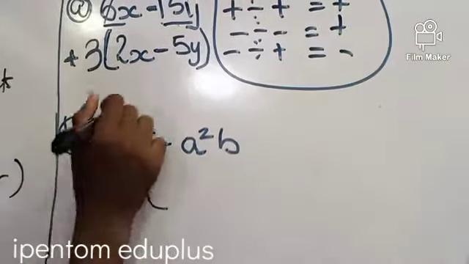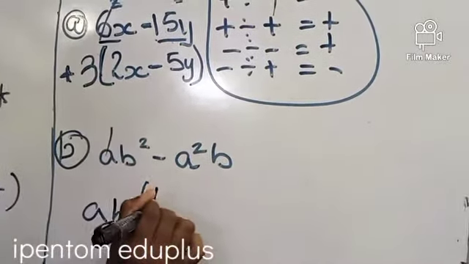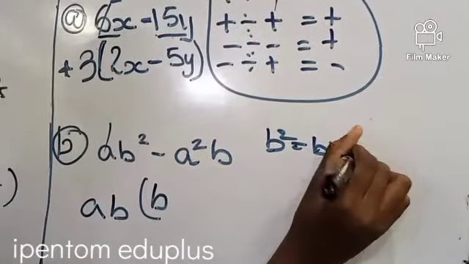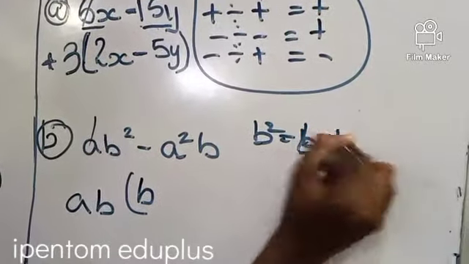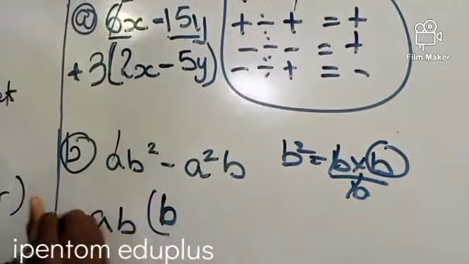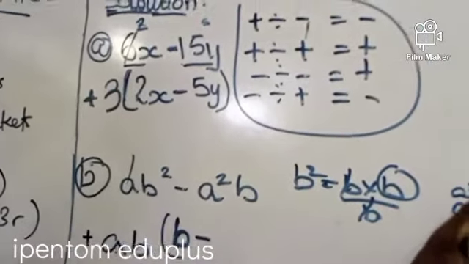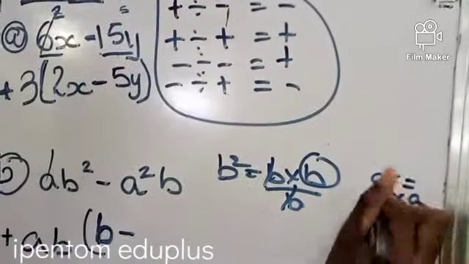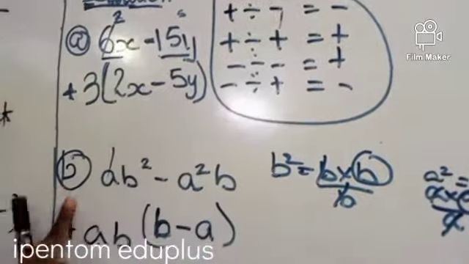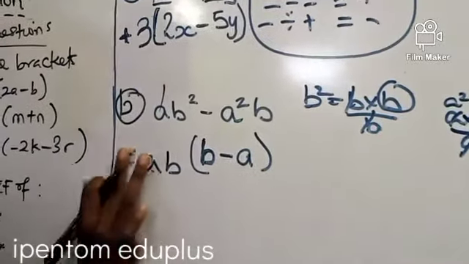So A cancels A here, and B square, B will cancel B square, and it will give you one B, because B square is also B times B. So once you use one B to cancel it, one B remains. Brilliant. So it will be B minus, same thing, A square is equal to A times A. Once you use another A to cancel it, one remains. So AB bracket B minus A. You don't need to put your plus.